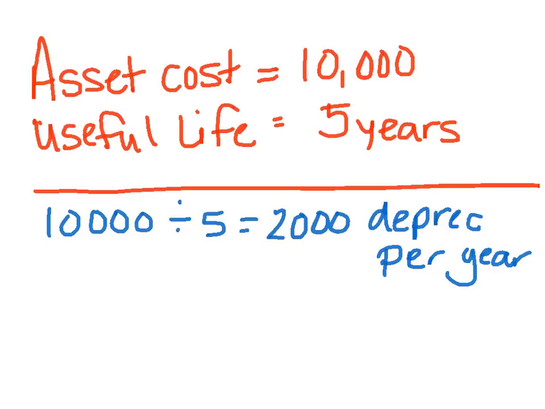The only thing you have to be careful of here is that you have to remember however life is expressed is how the result will come out. So in this case, life was expressed in years, so this is depreciation per year. If instead useful life had been expressed in months, if we would have divided 10,000 by the months of life, 60 months in this case, then we would have gotten depreciation per month, not per year.